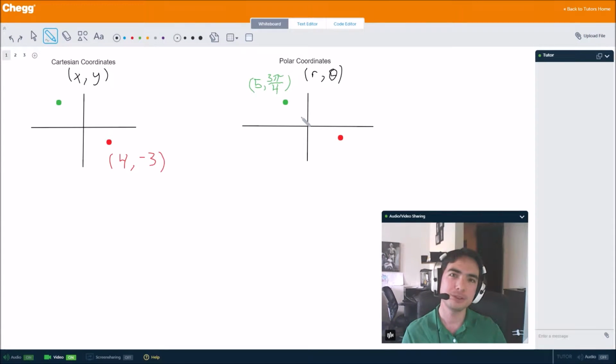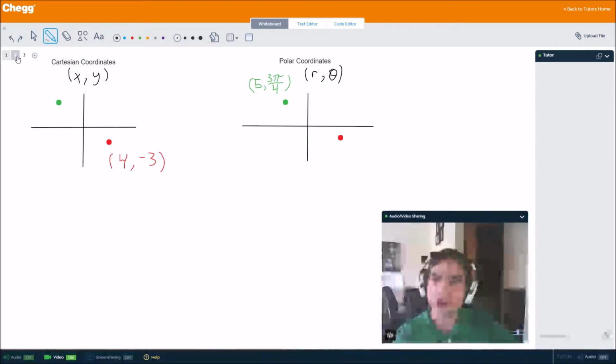I'm a math and physics tutor over on Chegg.com, and today I'm going to be talking about the Cartesian and polar coordinate systems. Now this is a topic with real-world implications that really help simplify a lot of problems. So here you can see we have a green point expressed in polar coordinates and a red point expressed in Cartesian coordinates. By the end of this lesson, you'll be able to write both of these points in both coordinate systems.